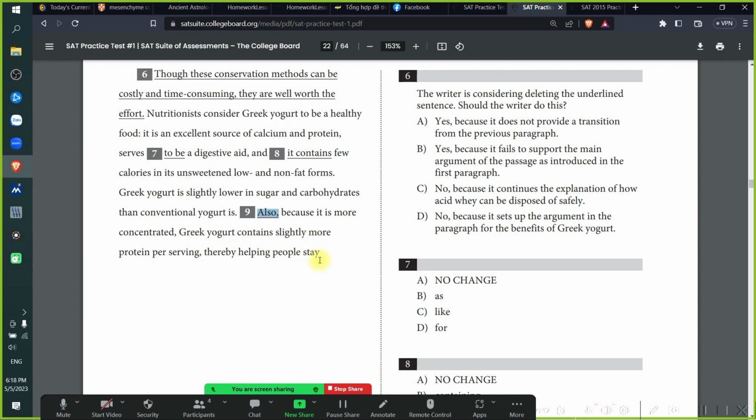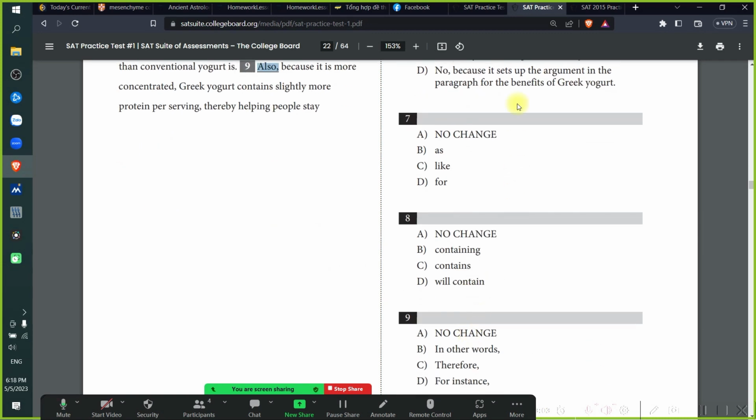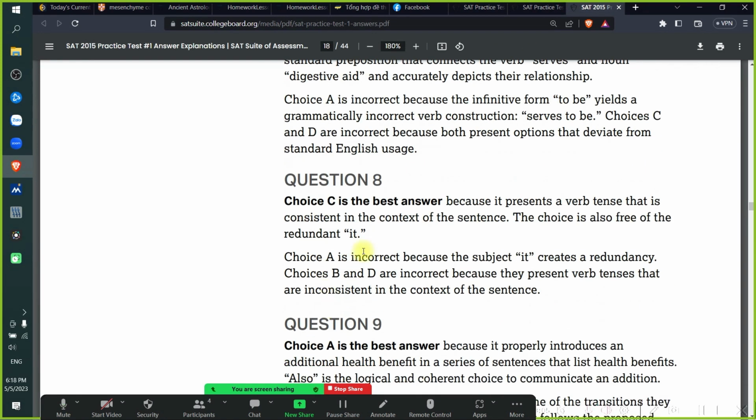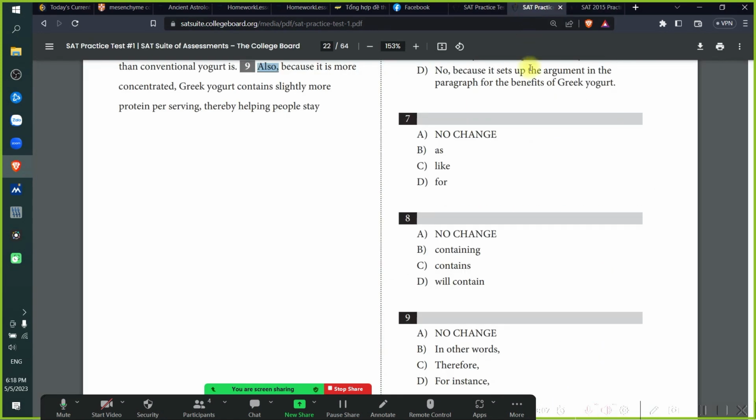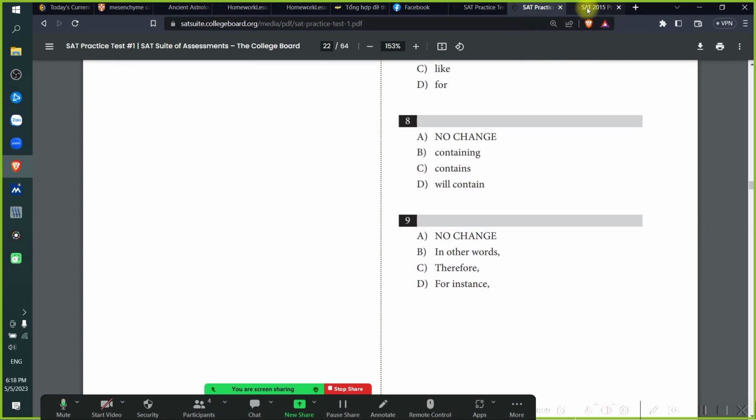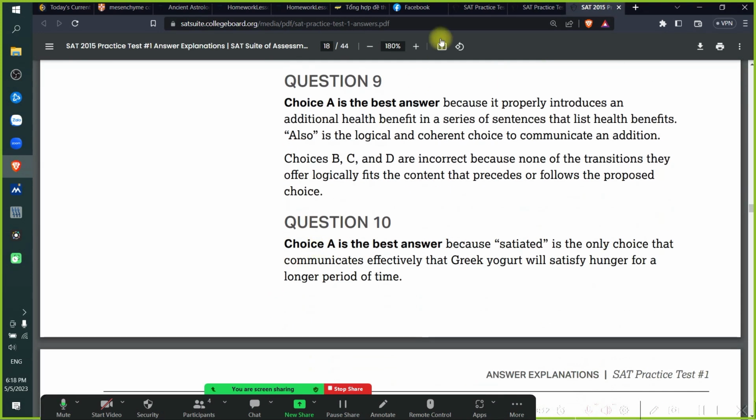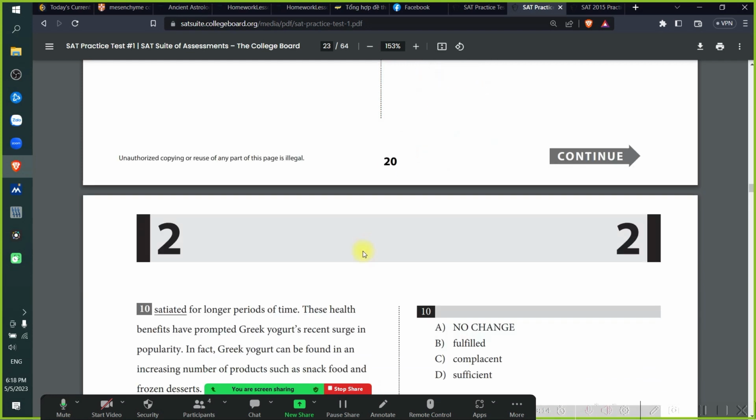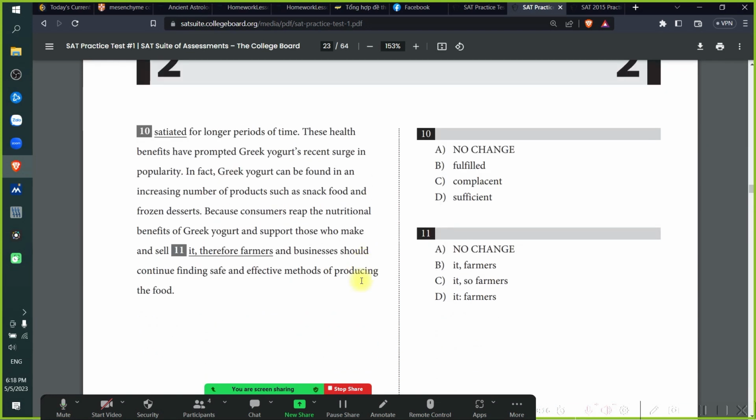But basically this is like an extra thing, right? To support the health benefits of Greek yogurt. Cái này là cái luận điểm để mà nó ủng hộ cho cái lợi sức khỏe của cái Greek yogurt. Cho nên also này là chính xác. So also here you should not change it, I think. Well, but number 8 they say C contain. Number 9 is A. Very good. Number 10. Okay.